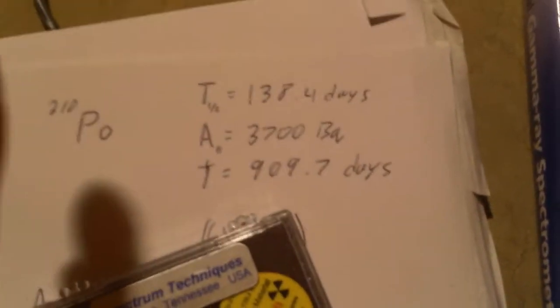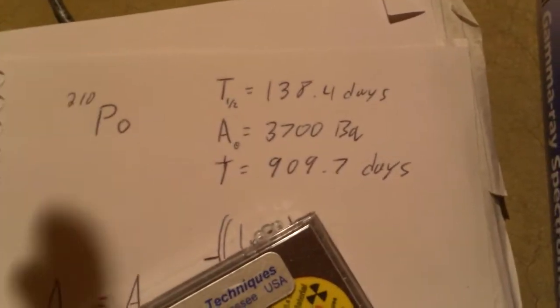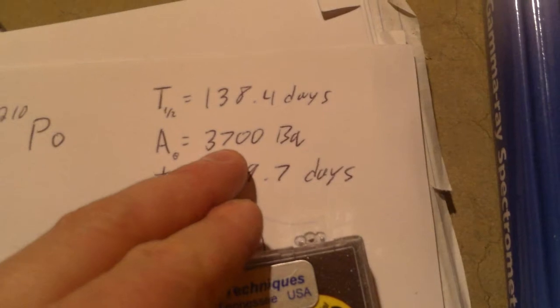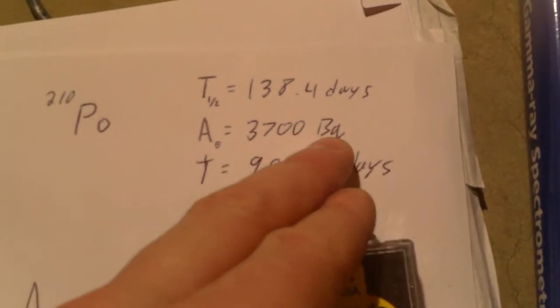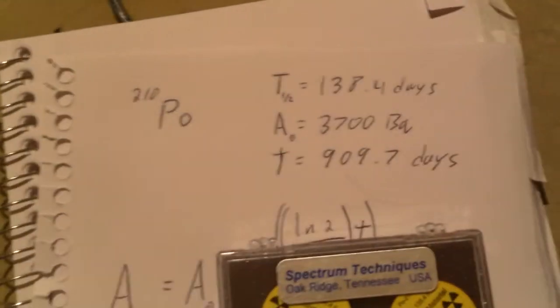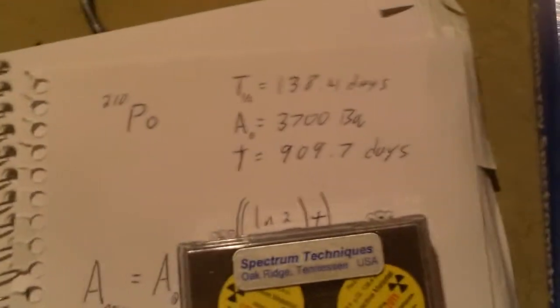The original activity, you'll need to know that too. And it doesn't have to be the activity when you bought it, but it has to be the activity at some specified point, some fixed point in time where I know the date, and I know the half-life, and I know the activity. In this case, activity when I first bought this was 3,700 becquerels. If you like, that's 3,700 decays per second per source. That's how many were decaying per second when this thing was new.